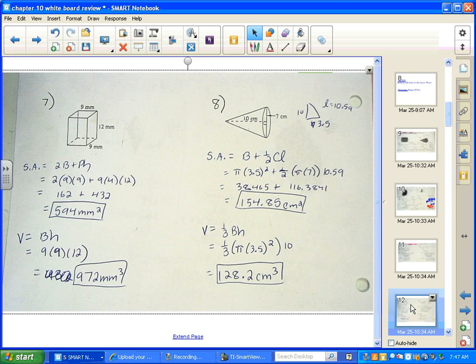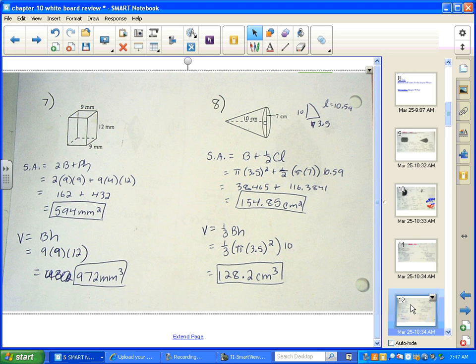Okay, so then you should have 38.465 plus 116.384 for the right-hand side one. Oh, okay, that's why then. Yeah, it should be 10.59. Okay. Yeah, take your time with Pythagorean theorem.